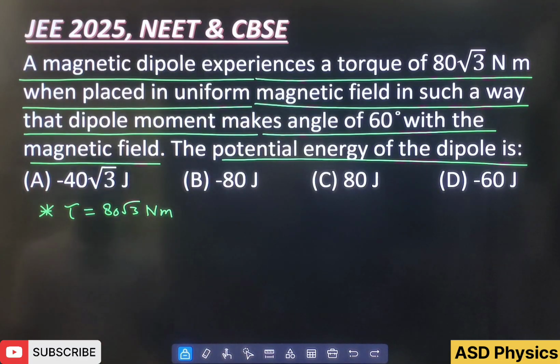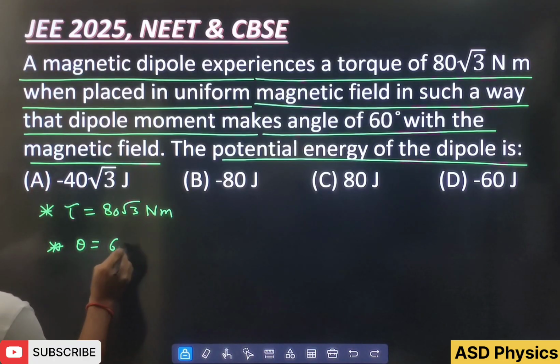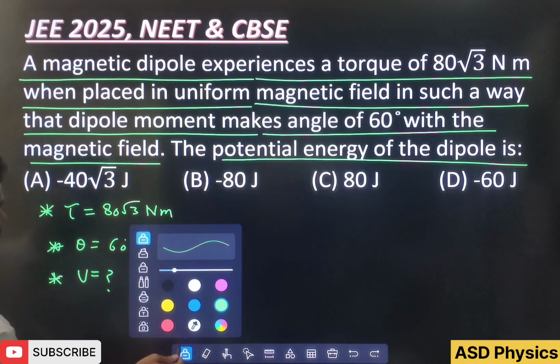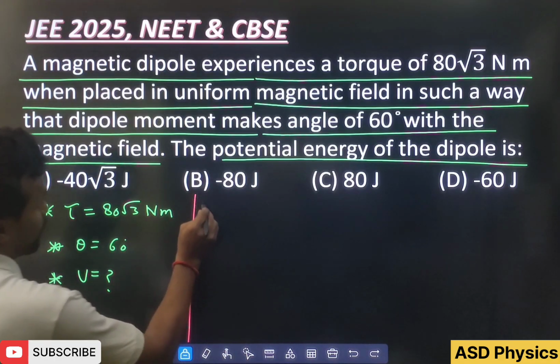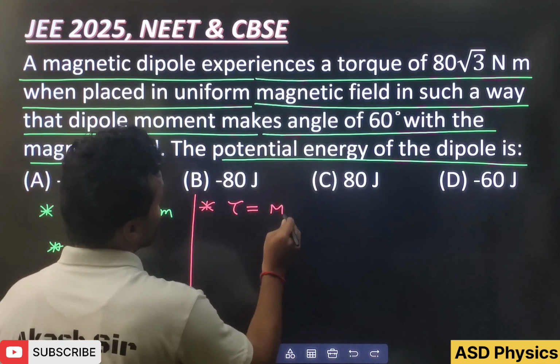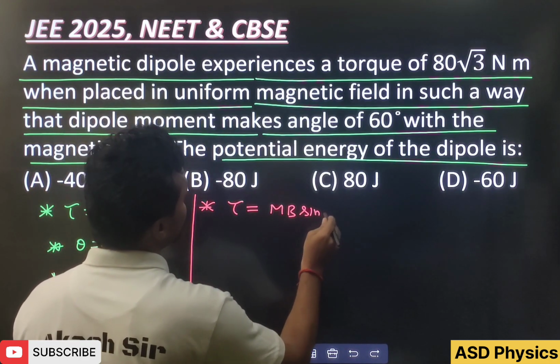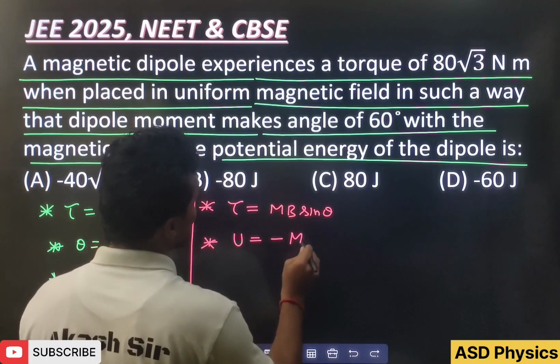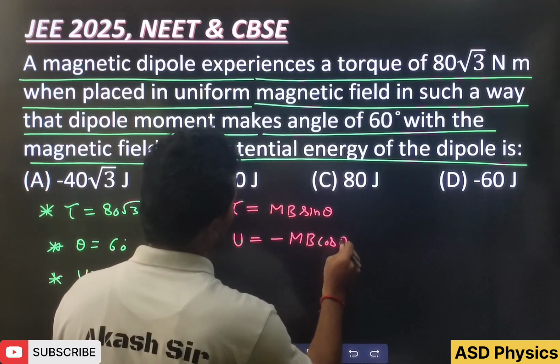After that, what angle is given here? You can see very well that theta is given as 60 degree, is it? And they are asking the potential energy. Okay, so for that we should know the formula. Remember that the torque formula is torque equal to mB sin theta, is it? And the potential energy formula is U equal to minus mB cos theta.